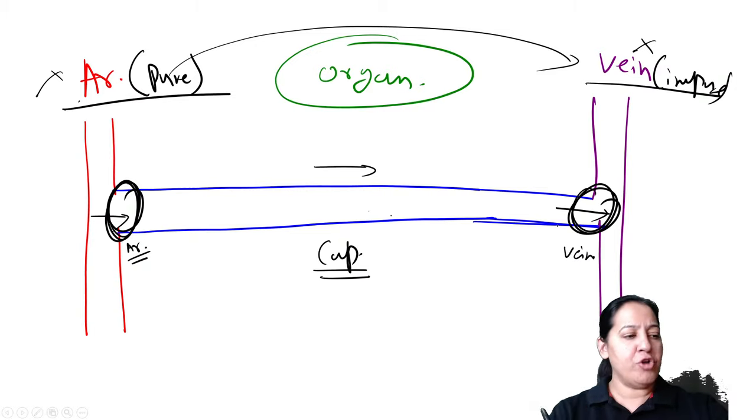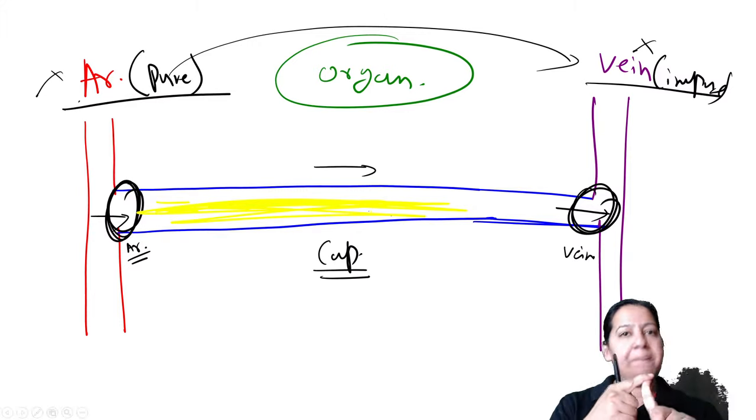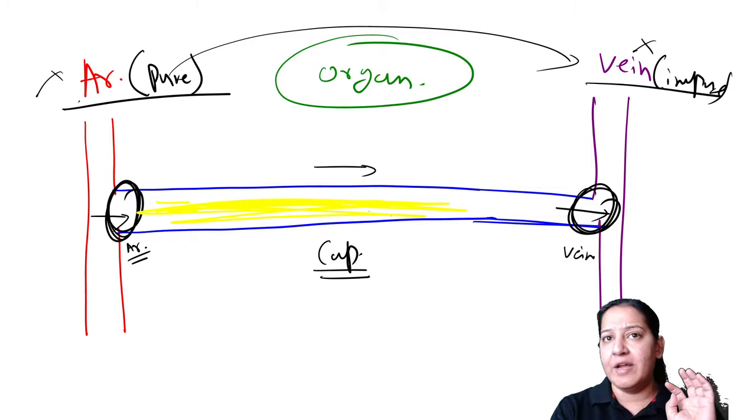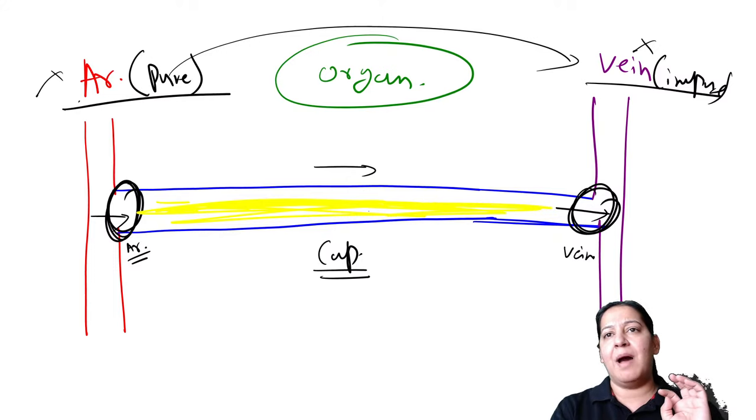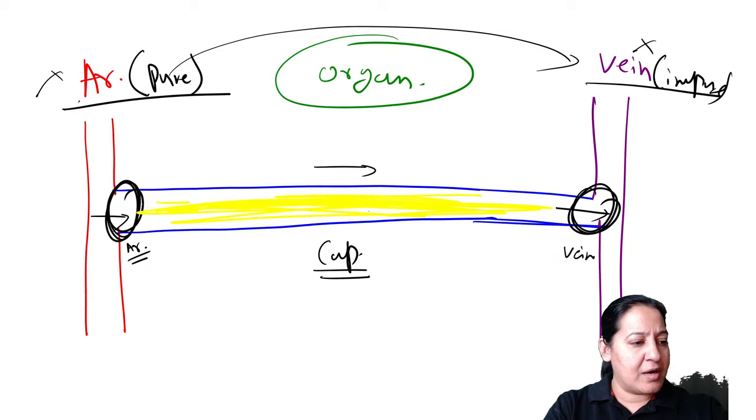Now, let me talk about blood. So this is the blood. I'm making blood, the yellow color blood. It is the plasma present. Now, blood has RBC, WBC, platelets, and plasma. Plasma is the fluid present in the blood. So this is the plasma in the blood, right? Now, this fluid, this plasma comes out.